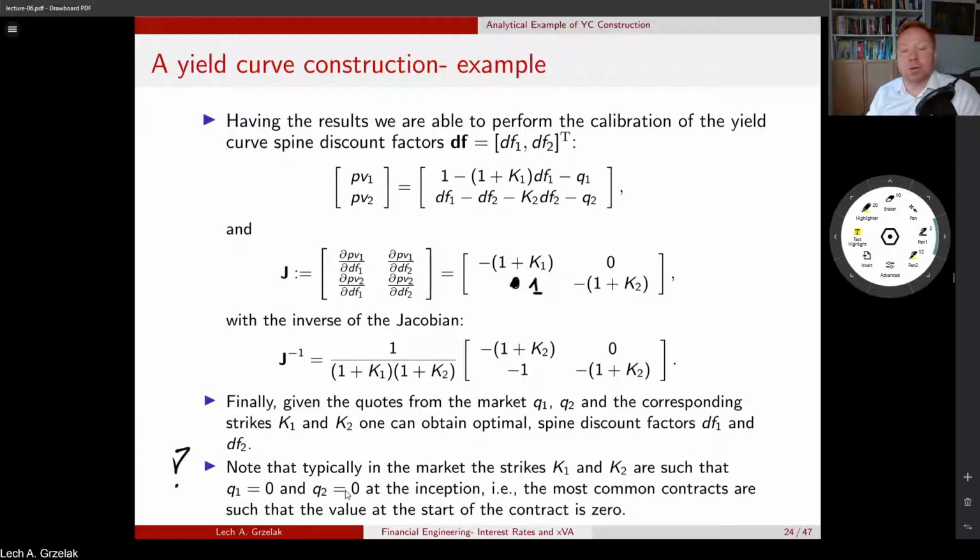the value of those contracts is equal to 0. So this is something to keep in mind. However, not always. You can always choose instruments which are not priced at par. That could also be incorporated in this methodology. So this methodology is insensitive to whether we have par or non-par contracts.